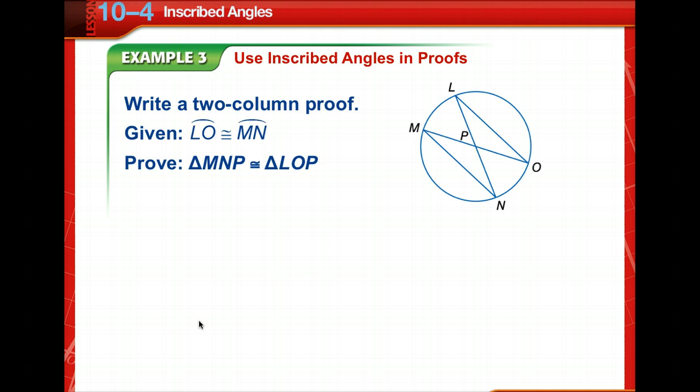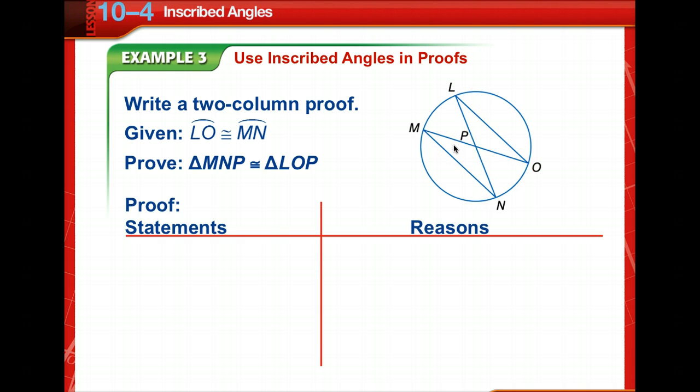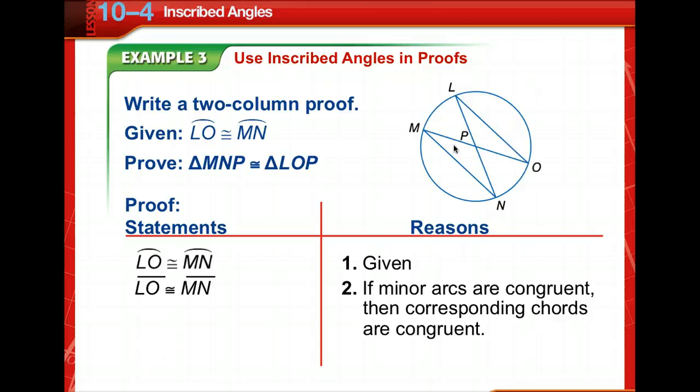Now we get to use inscribed angles in proof. We're to write a 2-column proof. We're given that arc LO is congruent to arc MN. Okay, LO is congruent to MN. And we're to prove that triangle MNP is congruent to triangle LOP. So first of all, we're given the 2 arcs are congruent. So if minor arcs are congruent, then the corresponding chords are congruent.